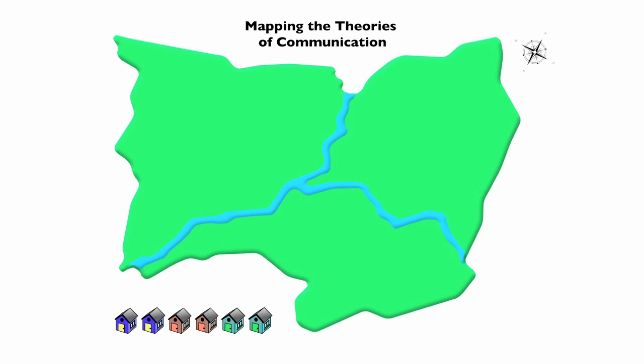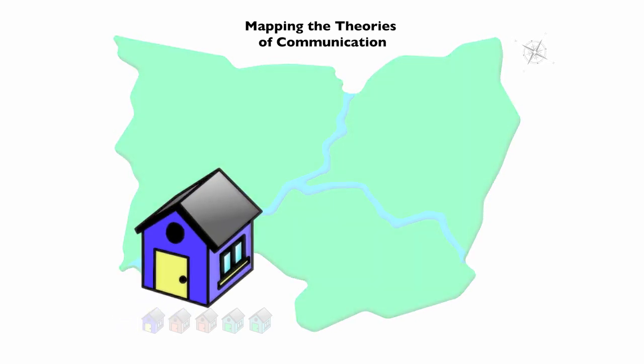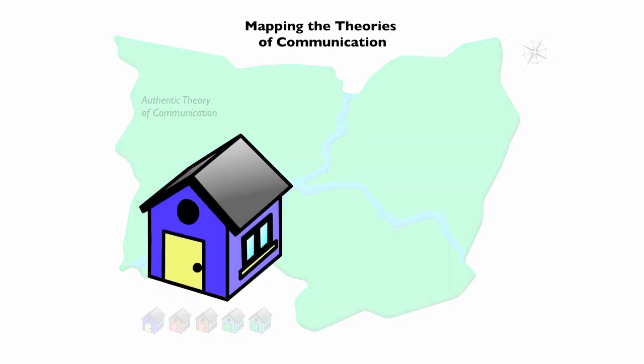Fortunately, each house offers a clue. Several houses include books written by Lanham. Others include historical documents, poems, and even some cool pop culture artifacts. By the end of the tour, we'll sort out the houses and get to know each neighborhood pretty well. In the first house, we find one of Lanham's books in which he describes one of the most common theories of communication. That theory goes by many names. We'll call it the authentic theory of communication.